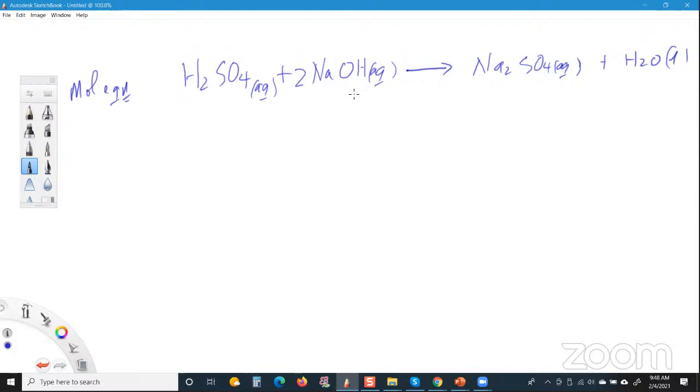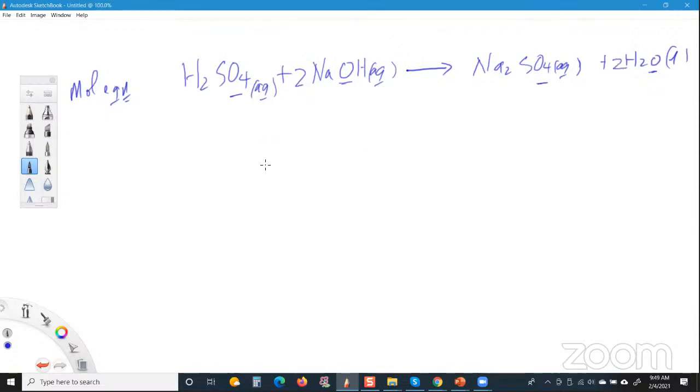Count up the oxygens on both sides. How many oxygens do we have on the left side? We have 2 here, and we have 4 here, so that's 6. How many do we have on the right side? We have 4 here plus 1, 5. So the oxygens are not balanced. We should add a 2 at the H2O at the right side. Exactly, 2 here. And now the equation is balanced.